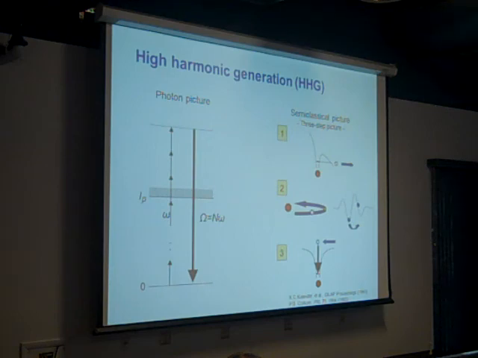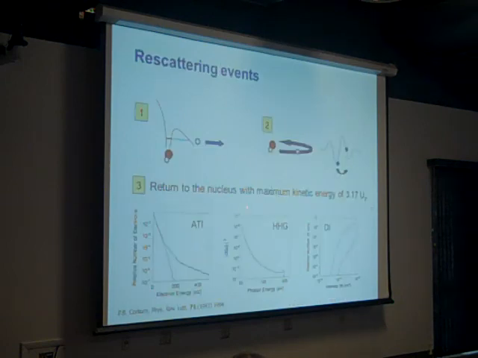The maximum harmonics that I can get, the maximum energy of the harmonics, is now obviously 3.17 UP, that's the kinetic energy of the electron, plus IP. So that is the kinetic energy plus the difference in the bound state. So I should expect that I can generate harmonics up to IP plus 3.17 UP. And I would expect that after this there's a so-called cutoff of my spectrum.